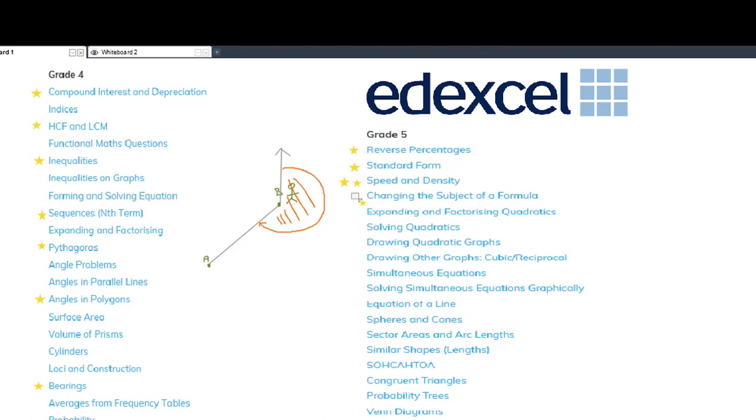Changing the subject, yes, it's just a very important skill. It's literally just solving, but you're just rearranging letters around the equal sign. It's just algebra skills, and again, a lot of people struggle with this, so if I get a request for it, I will do it. Expanding and factorizing quadratics. And I guess we could throw in solving quadratics. A very specialized skill, and you must look into that.